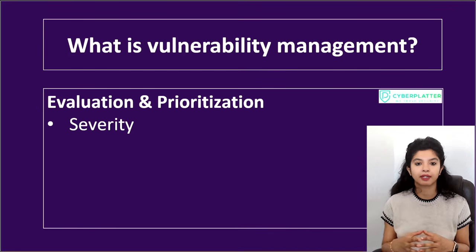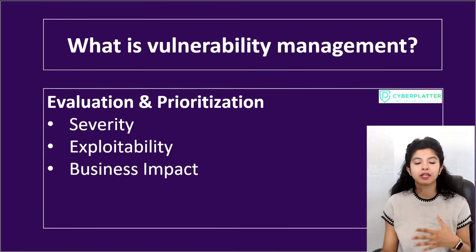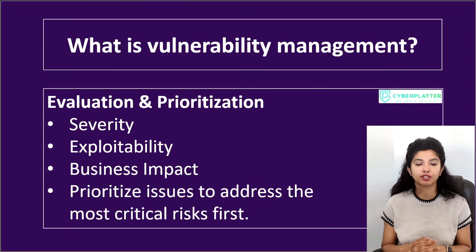Next is evaluation and prioritization. Here you assess vulnerabilities based on severity, for example, using CVSS scores. CVSS stands for Common Vulnerability Scoring System. There is a question on this. We will talk more about this in a bit. So for now, understand that you assess your vulnerabilities based on severity of the vulnerabilities. Exploitability. Exploitability is how easy it is for attackers to use it. Next is business impact. So which systems or data could be affected? So you need to prioritize issues to address the most critical risks first.